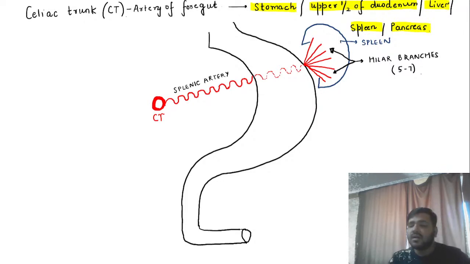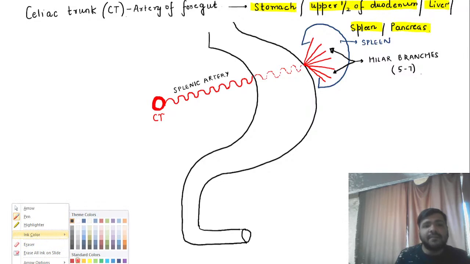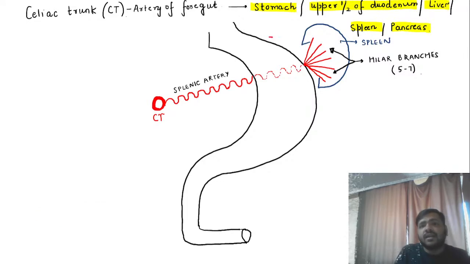Now, I have discussed this in the previous video also, but this is an updated version because I will be discussing more branches in this video. This splenic artery, after giving hilar branches to the spleen, will give some branches and supply the fundus of the stomach. These are called the short gastric arteries.